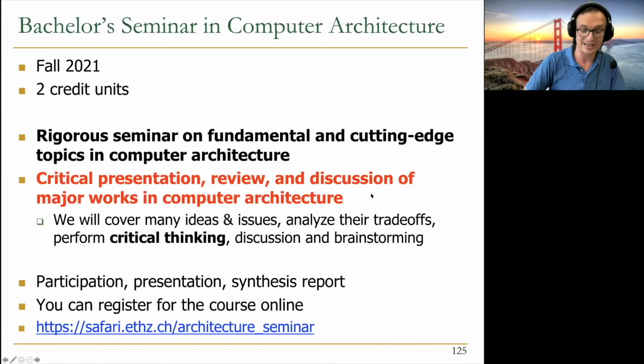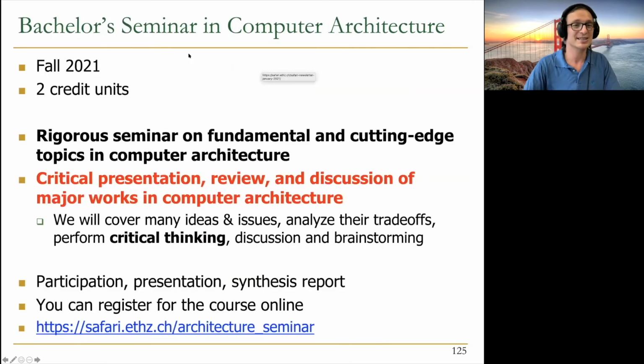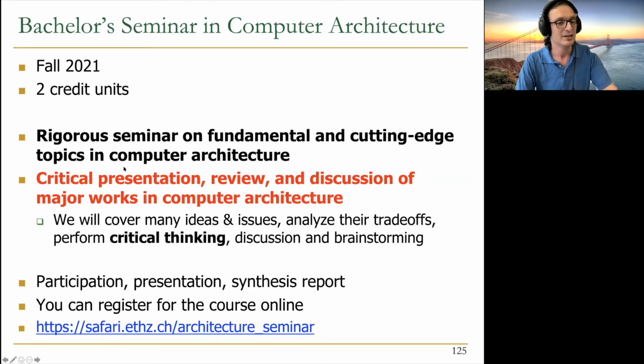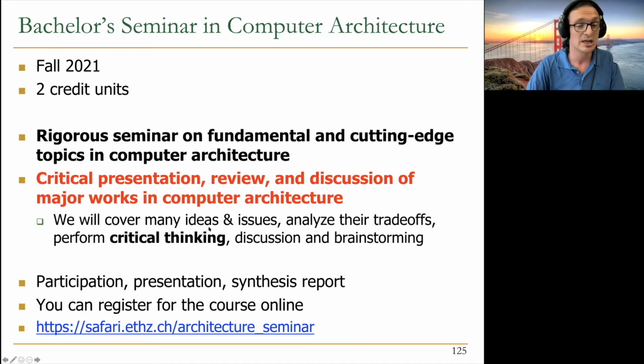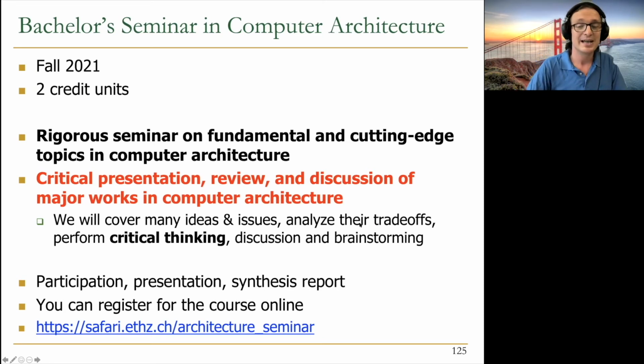But you can read our newsletter also, as you can see over here, to get to know more about our research. And this is a little bit more about the Bachelor Seminar in Computer Architecture. Basically, it's a rigorous seminar on fundamental and cutting-edge topics in computer architecture. You get to critically present, review, and discuss major works in computer architecture. You can cover many ideas, usually anywhere between 16 to 25 papers or so. You analyze their trade-offs, and engage in critical thinking, discussion, and brainstorming.